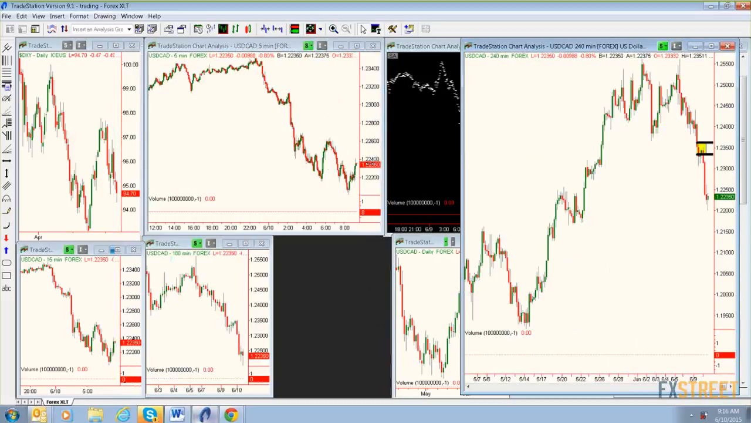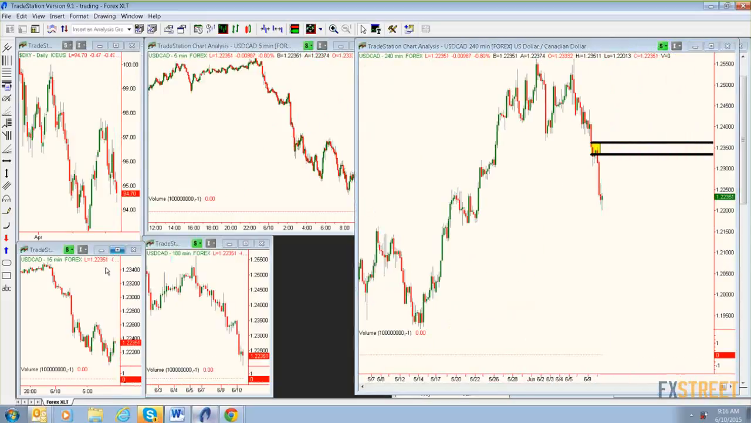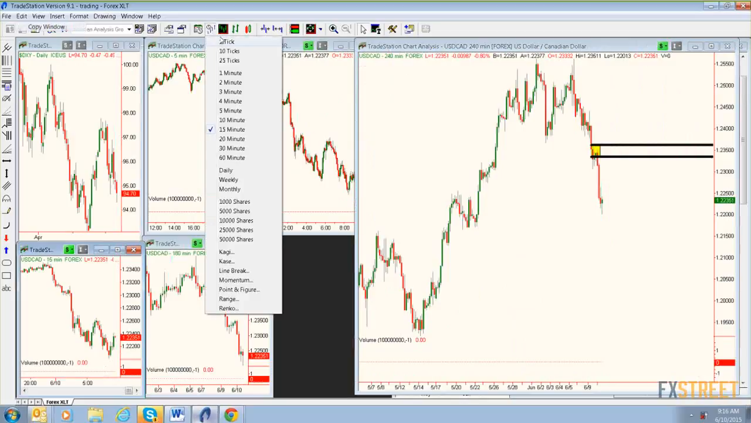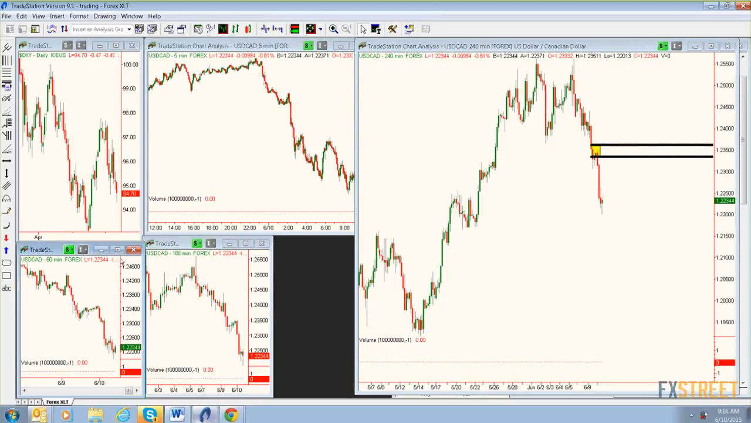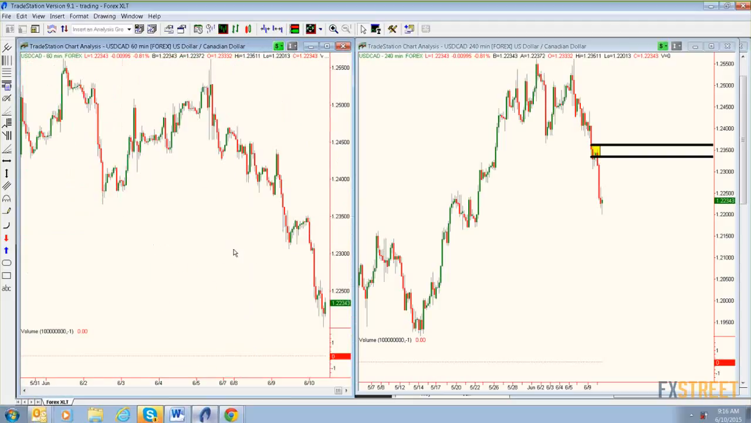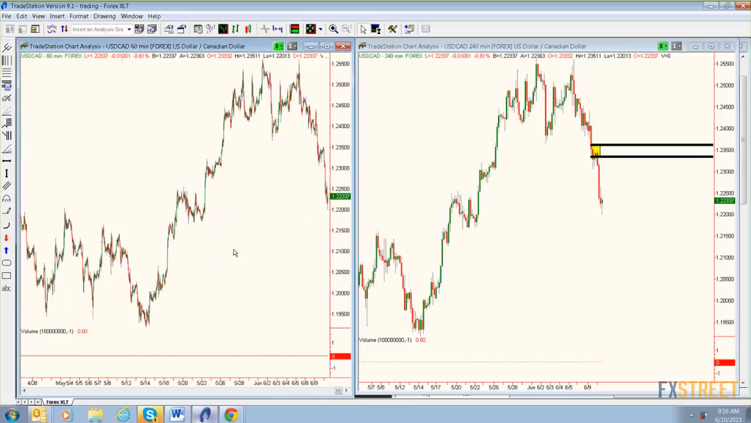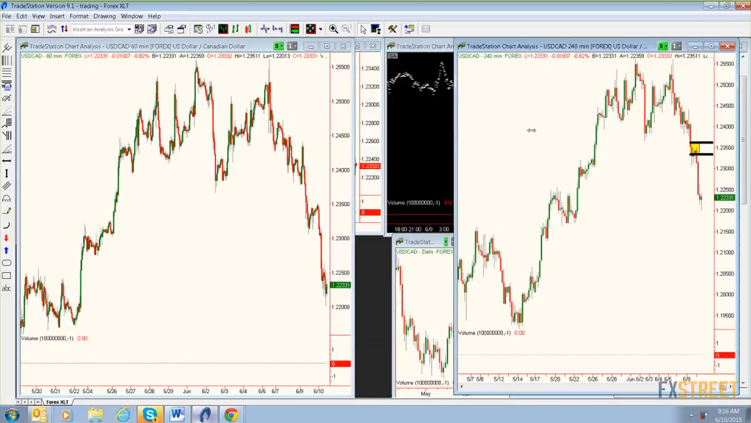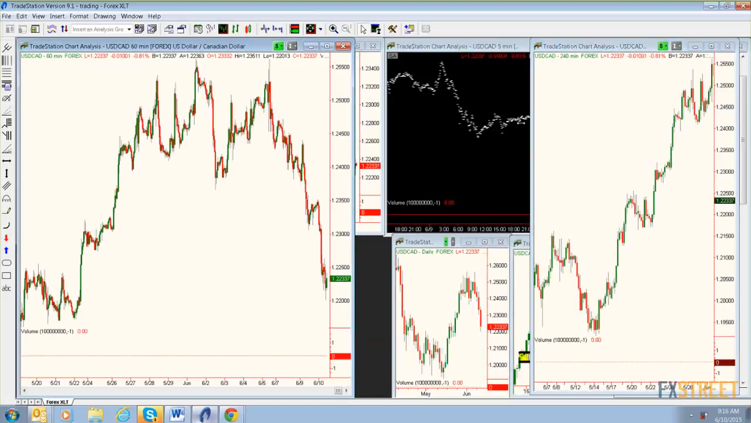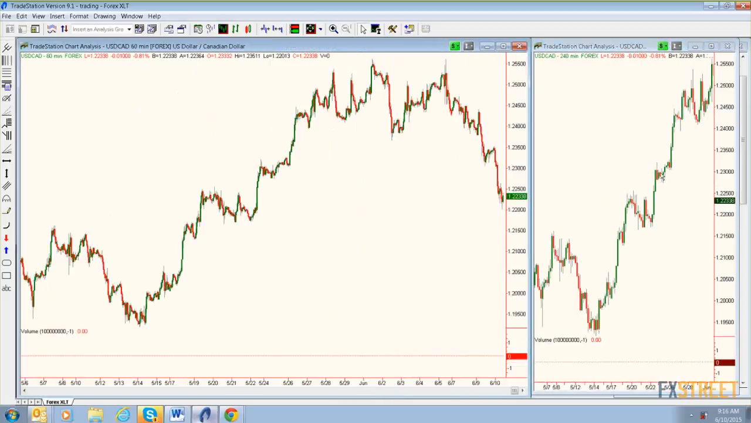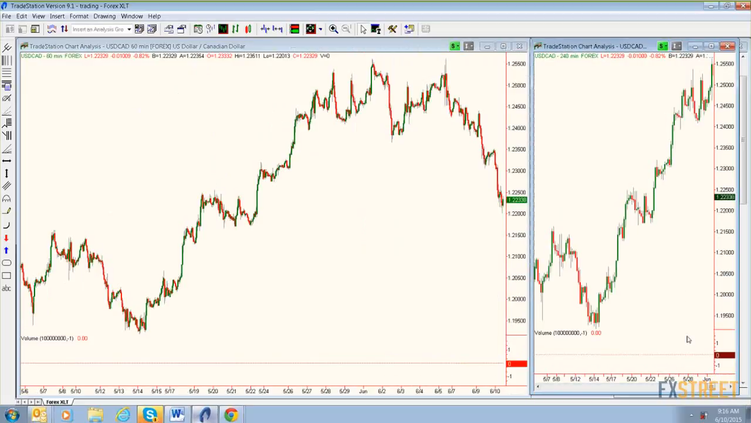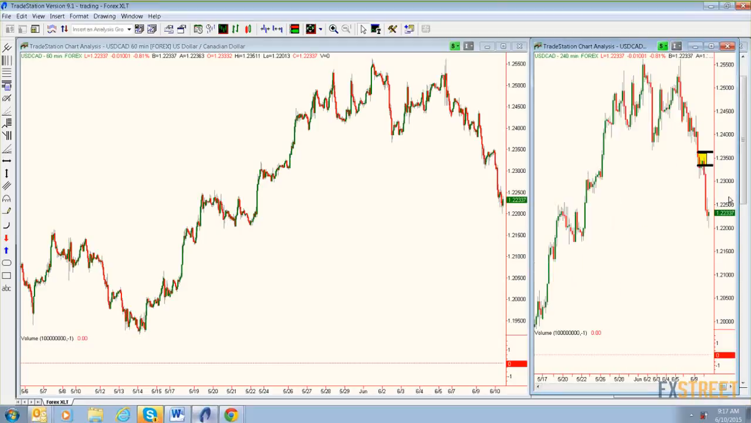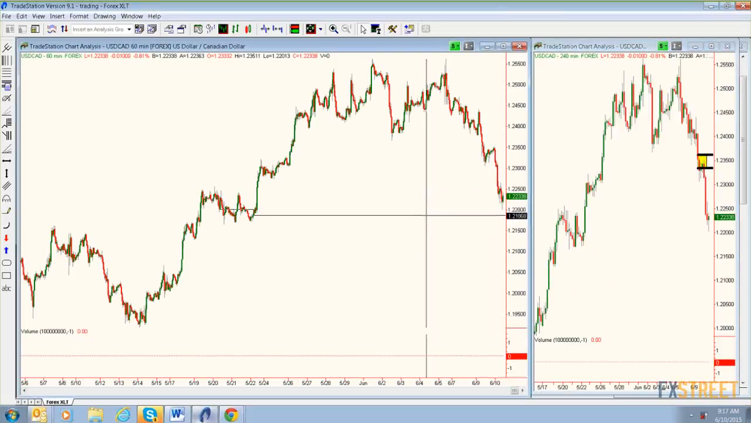Let's put this time frame right there. And then let's bring this one up. Let's do this. We don't need all this data. Let's open this up. There we go. Chat window. Okay, so there's our shorting opportunity up there.